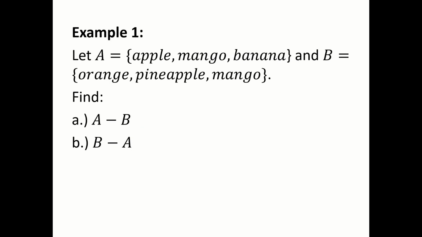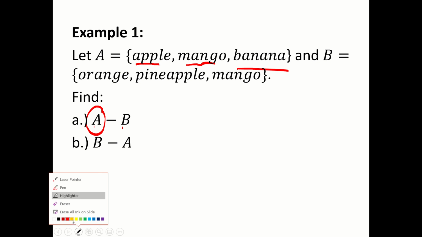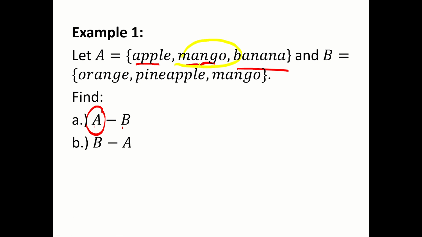Let's try some examples. We have here A and B. These are about Sandra and Marco again. So when we are asked about the difference of A and B, that means that we're looking for the elements that are in A only. So looking at the situation now, it's apple, and mango is not, so you will not include that, but banana. So again, not mango because as you can see, mango is also in B. So our answer is apple and banana only.